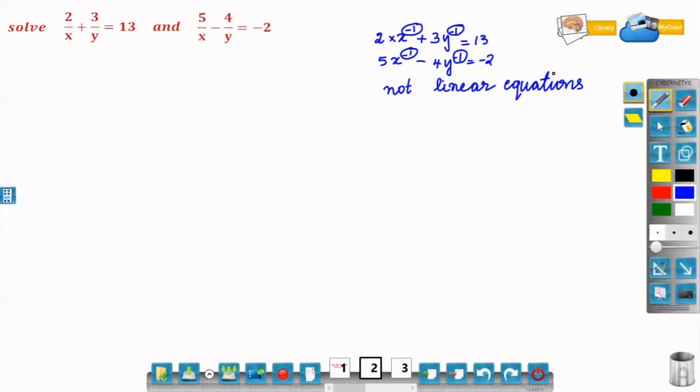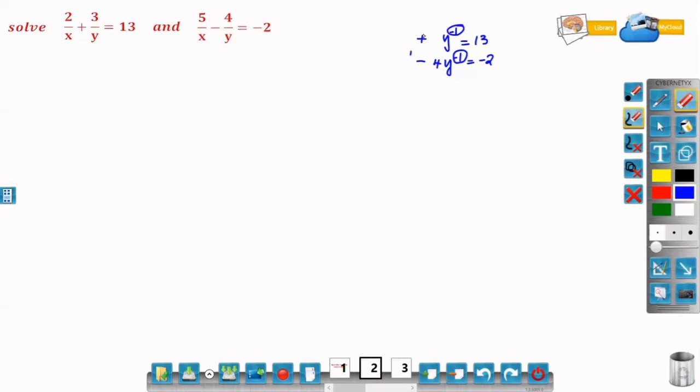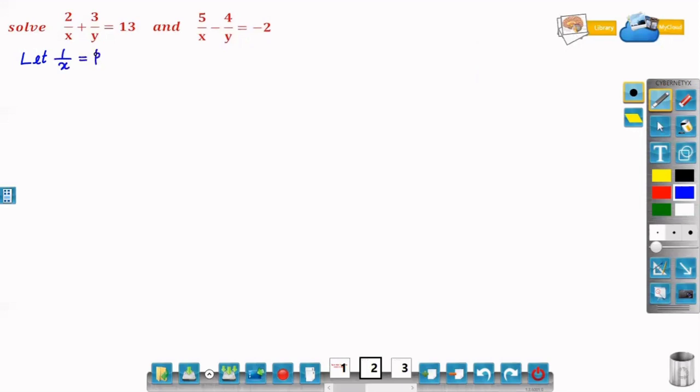Now how to reduce these equations to linear form? Let us learn this now. We have to find the value of x and y in the given equations by first reducing them into linear form. After that, we find the value of x and y. For that, see here, in both the equations we have 1 by x. So let 1 by x is equal to p, some variable, and let 1 by y is equal to q. You can take any variable in the place of p and q.